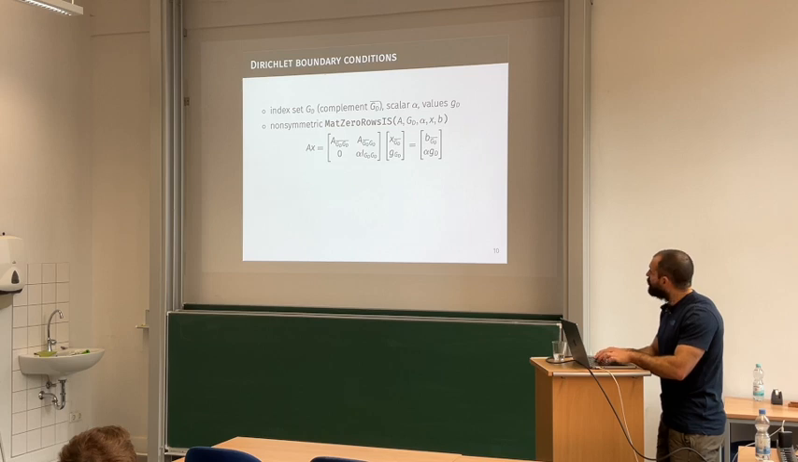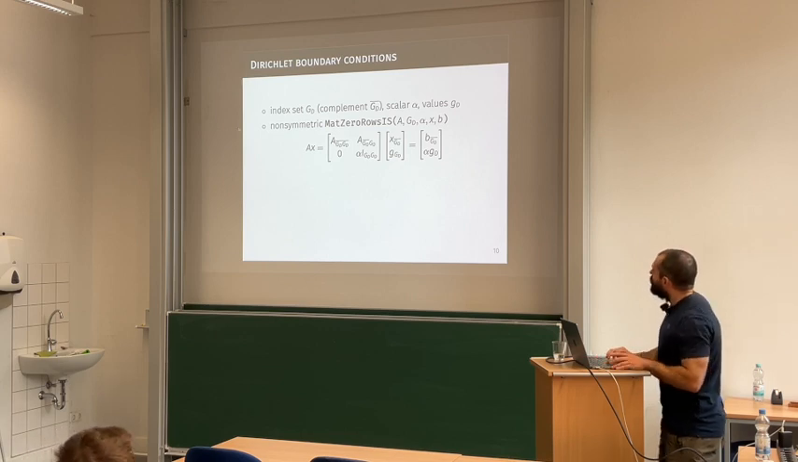I was wondering if there is a Python API for this. Just give me one sec. Git grep MatZeroRows. Ah yes, it's in the C API as well, the Python API.